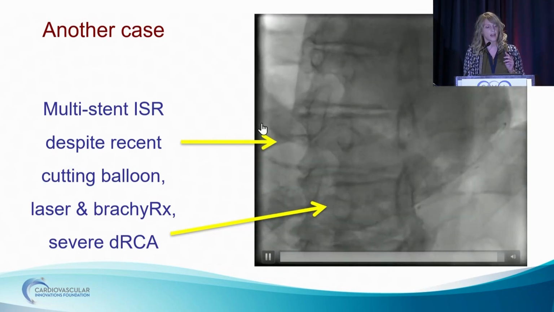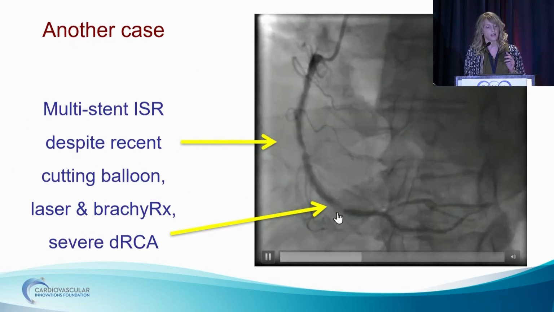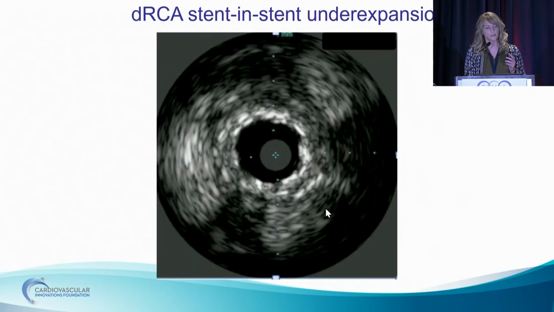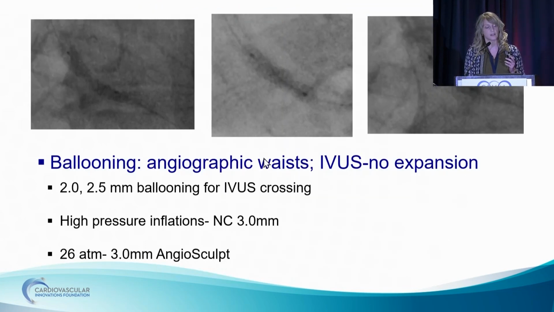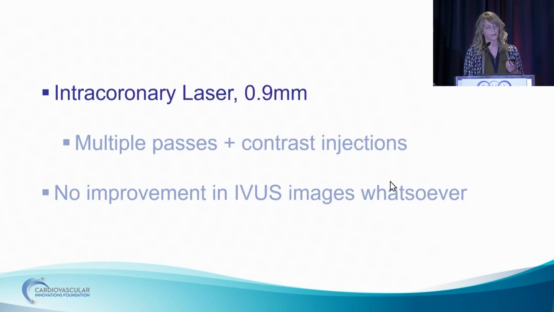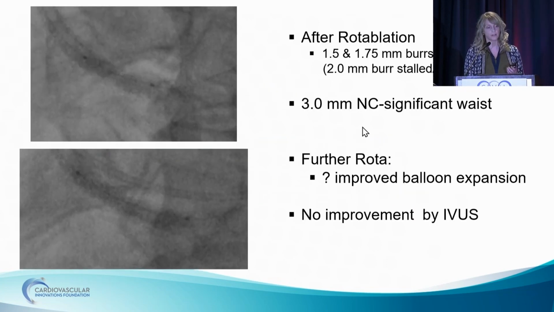So this person has multi-stent ISR and refractory segments that you see here, with lots of previous trials of intervention. And you see this stent and stent under expansion here. Again, we tried high pressure NCs, sculpting balloons, intracoronary laser with contrast, no improvement whatsoever. Rotablation with a 2.0 burr that almost got stuck, and then a 1.75 millimeter burr.